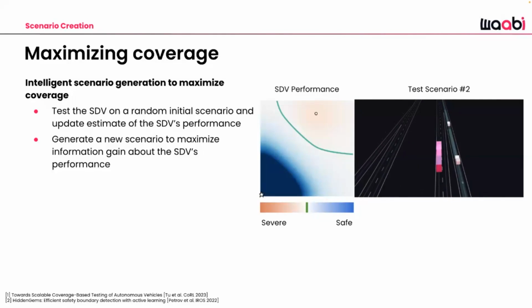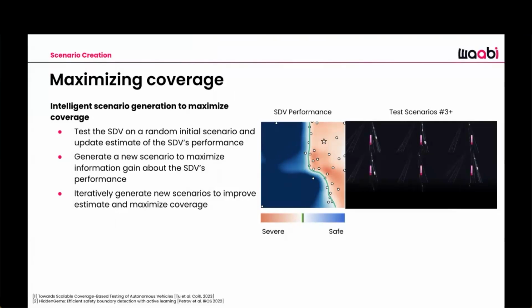Next, we're going to generate a new scenario and test the SDB on that new scenario. And importantly, the way we generate the scenario is we want to find a scenario that maximizes our information gain about how the SDB would perform. Cool. And then finally, we're going to iteratively repeat this process by generating new scenarios and testing the SDB in new scenarios to both improve our estimate of its performance and to maximize coverage.